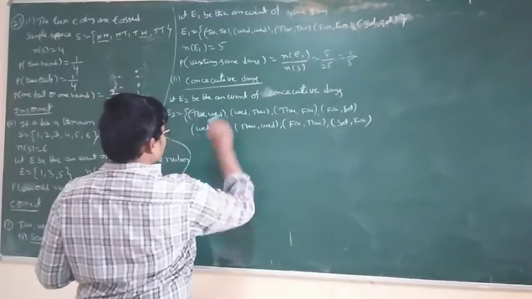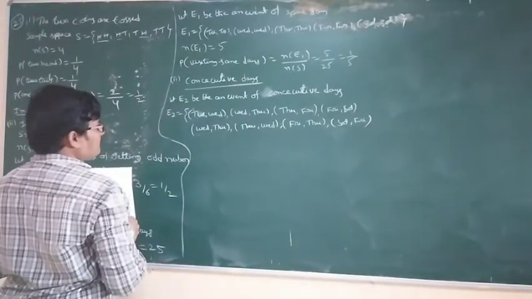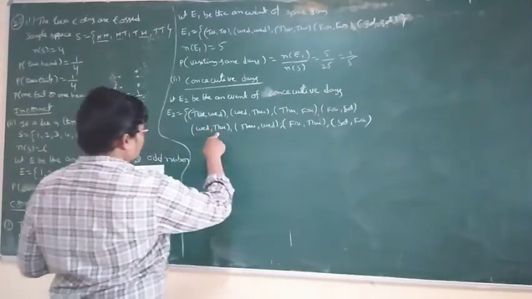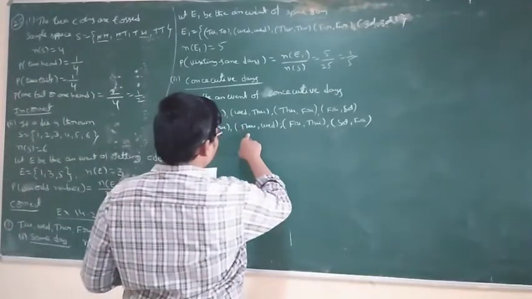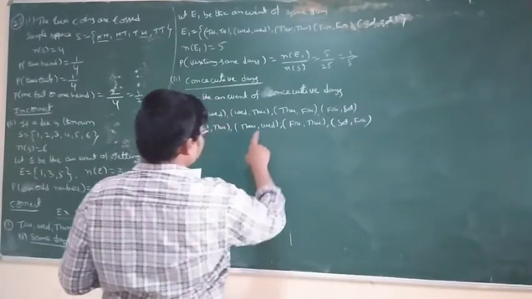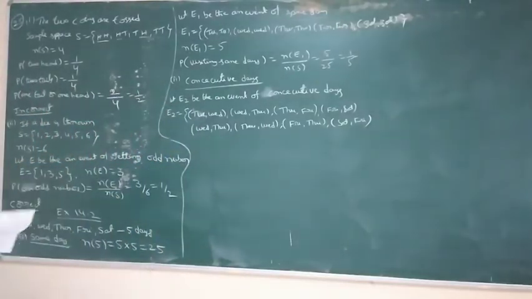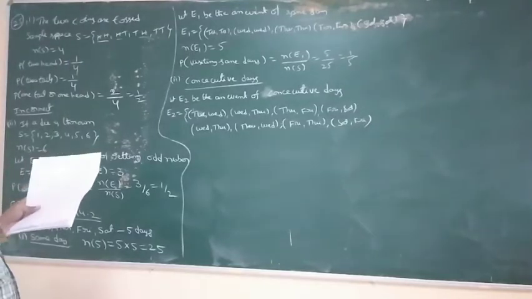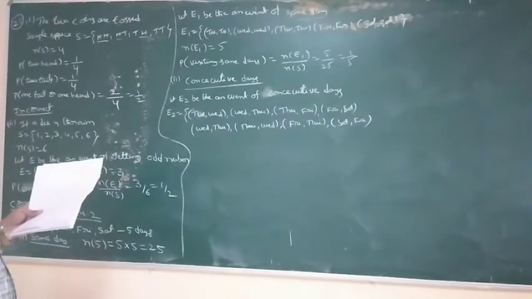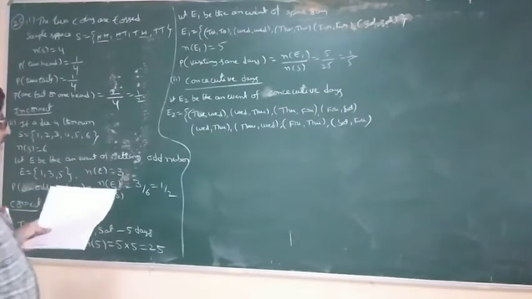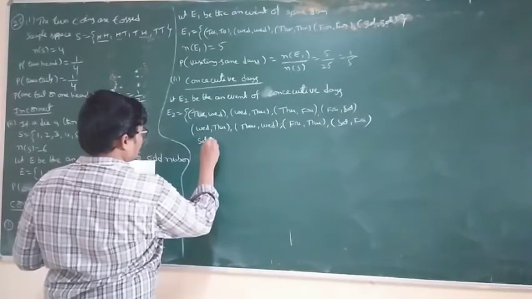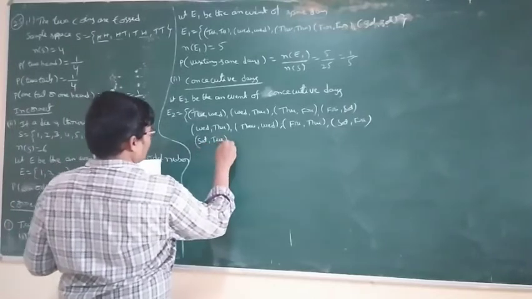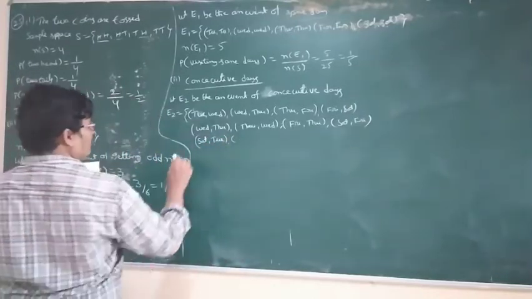Thursday, Wednesday, Wednesday, Thursday, Thursday, Friday, or consecutive days. Tuesday, Wednesday, Wednesday, Thursday, Thursday, Friday, Friday, Saturday. Next to Saturday, Saturday, Tuesday. Saturday, Tuesday, consecutive days.